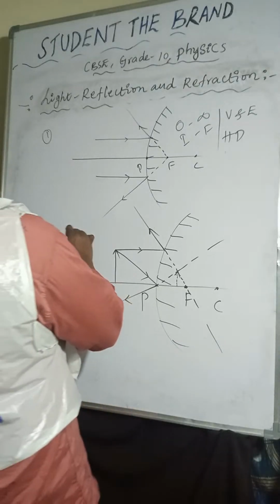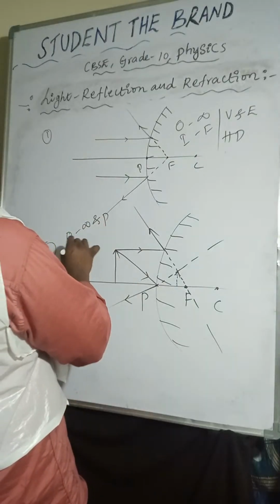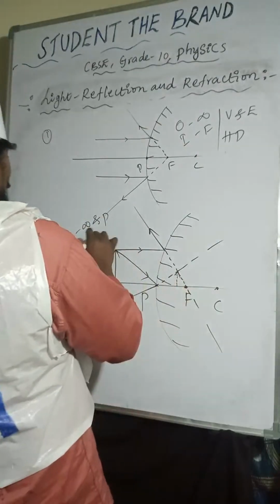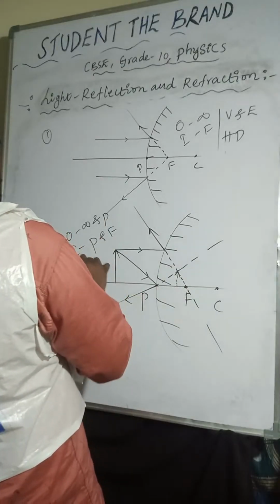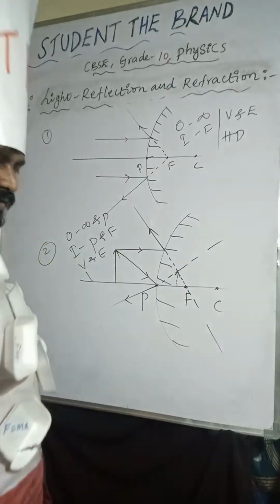Object is placed between infinity and pole. Nature of the image: it is forming between P and F. The nature of the image is virtual, erect and diminished. So, diminished.